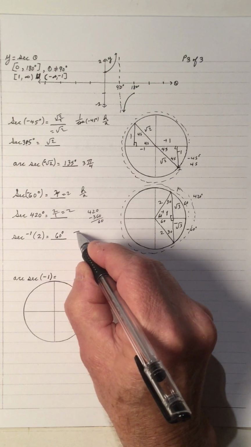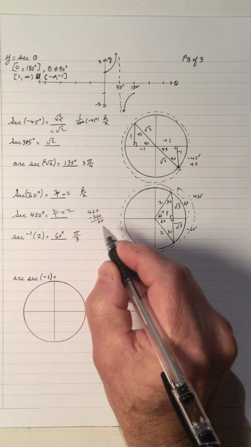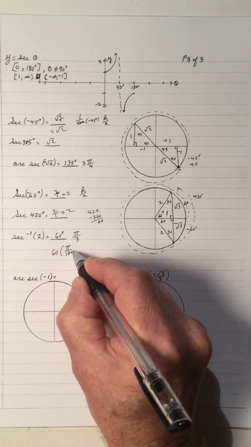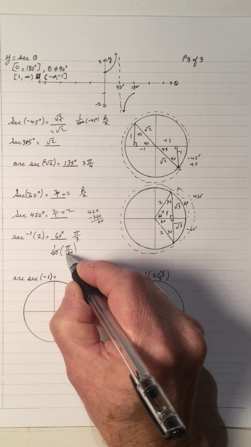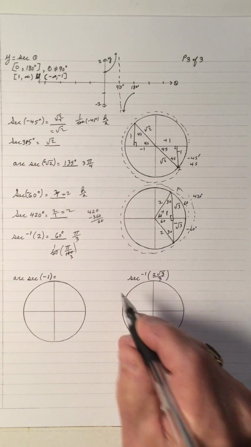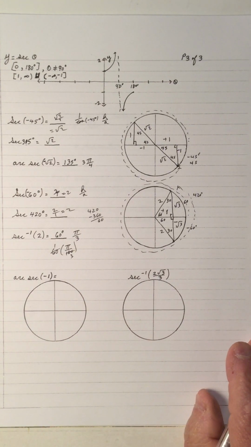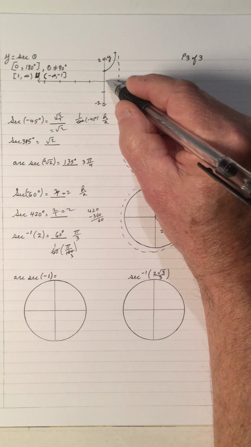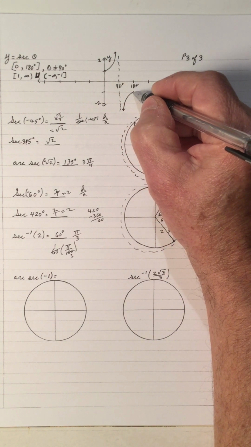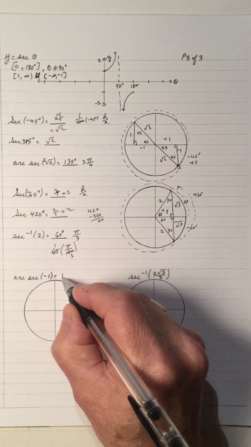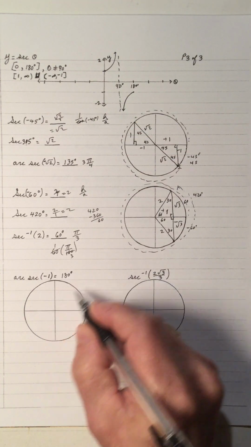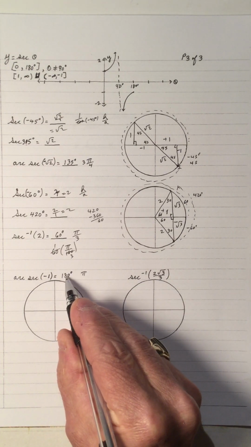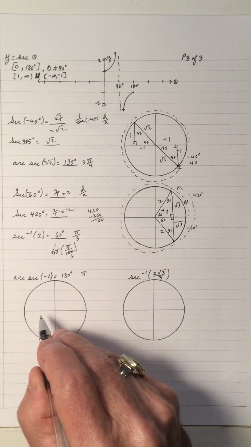And 60 is pi divided by 3. 60 multiplied by pi over 180. And 60 once, 3. So pi over 3 if you want a radian. What about the arc secant of negative 1? Well, here's the restriction. It's from 0 to 180. Negative 1 is a 180. And 180 degrees is pi radians.